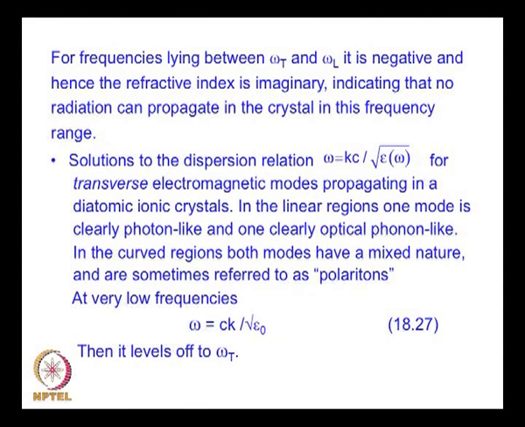Now, we can also solve for the dispersion relationship for the transverse electromagnetic modes, and when solved it gives a behavior like this. So, the dispersion relationship has two branches, one lying below omega T and another lying above omega L. So, in the linear regions, one mode is clearly photon like and one is clearly optical phonon like. So, this excitation is known as polaritons.